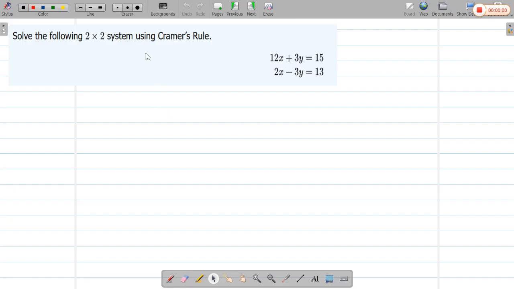Solving a system of linear equations using Cramer's rule. This is a 2 by 2, two variables with two equations. Is it okay? How will you do this problem? Previously, in the courses that you learned.